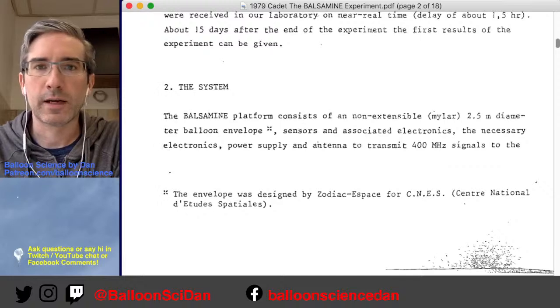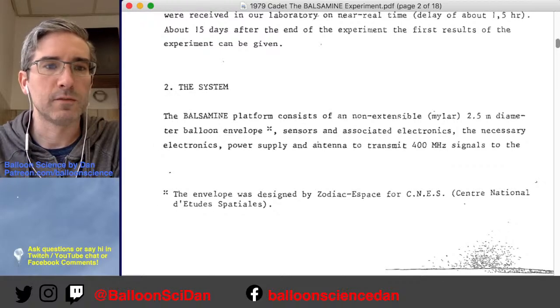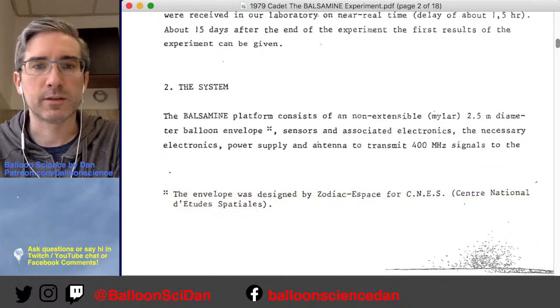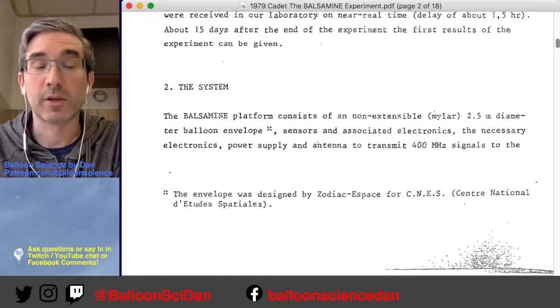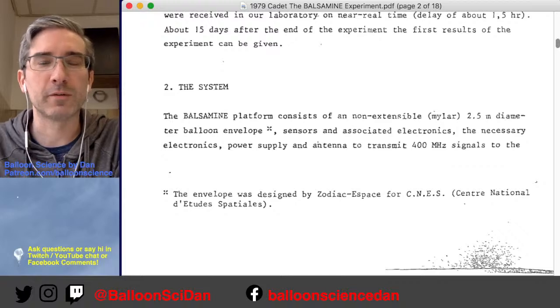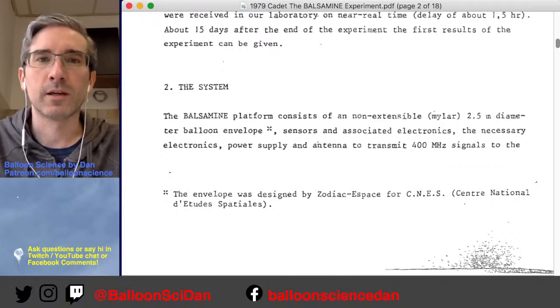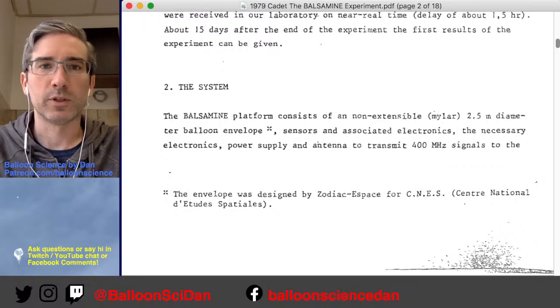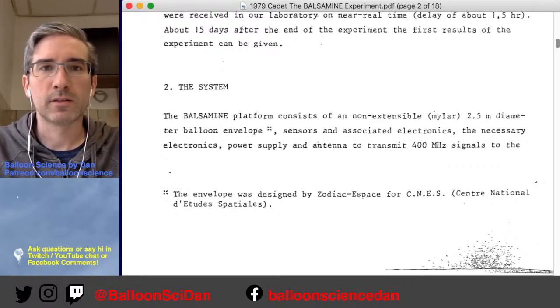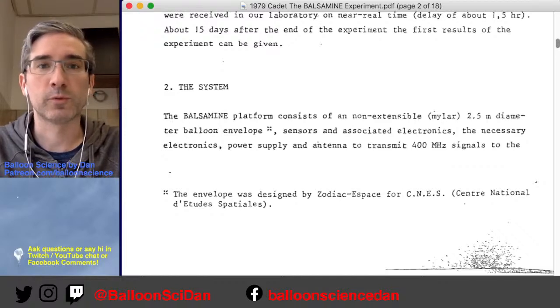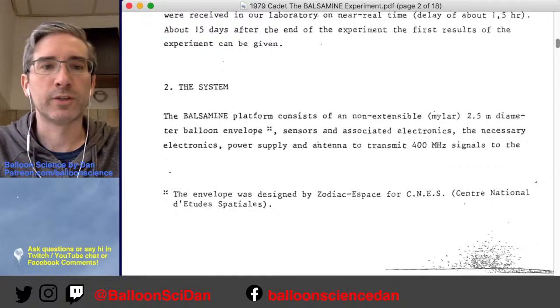We take our little asterisk here and see that the envelope was designed by Zodiac Espace for CNES, the French space agency. Zodiac, by the way, is the same company that builds rubber boats, inflatable boats. They branched out into building inflatable balloons back in the 60s, I believe. That same company, the balloon division, is still building balloons for France today, though they have changed hands and changed names several times.